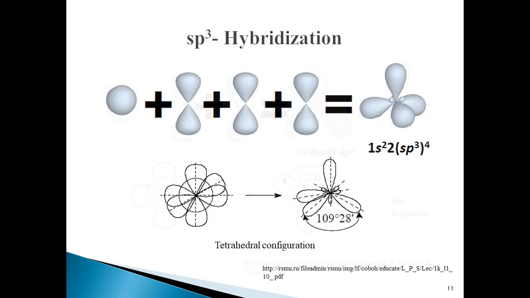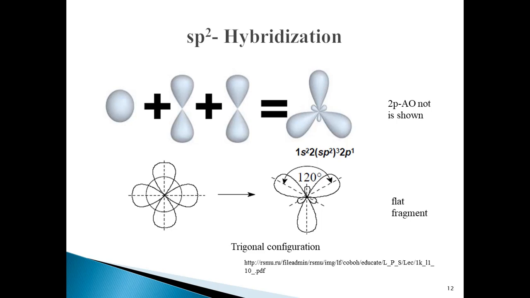Another kind of hybridization uses the s orbital and 2 p orbitals from the second energy level of carbon to form 3 hybrid orbitals. This kind of hybridization is called sp2 hybridization. It has 3 hybrid orbitals and there is also an unchanged p orbital. The geometric arrangement of these 3 sp2 hybrid orbitals is in a flat plane with 120 degree angles between them. This kind of hybridization occurs when a carbon atom is bonded to 3 other atoms.